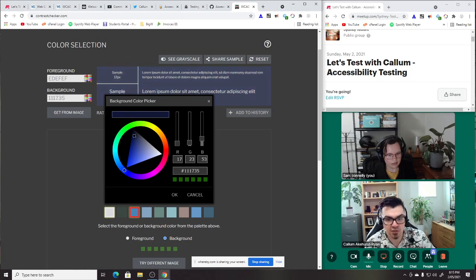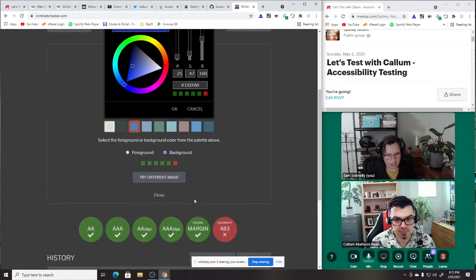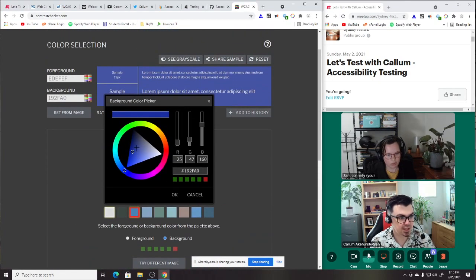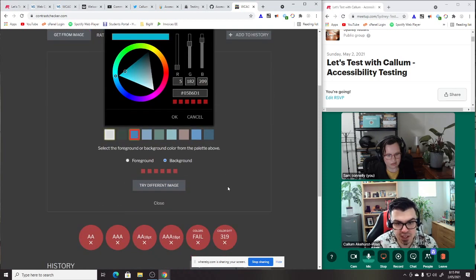Yes. So that one, that nice dark blue, is not quite there. It hits all the other standards, but there's one red box. And then, that one getting lighter is really bad.